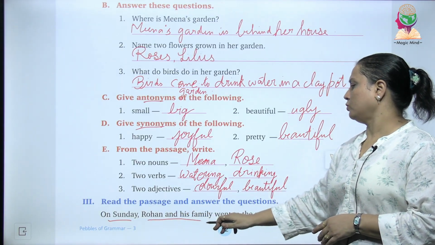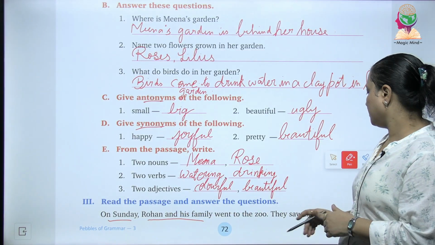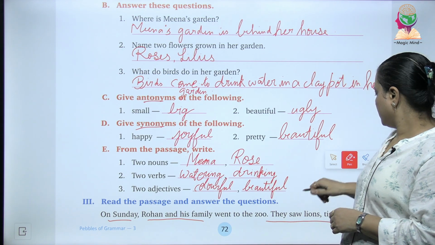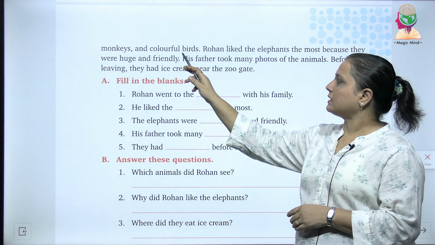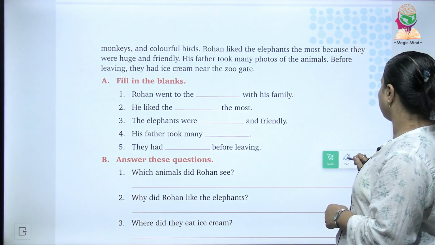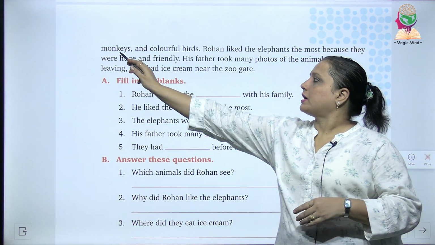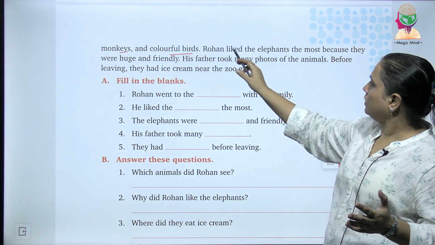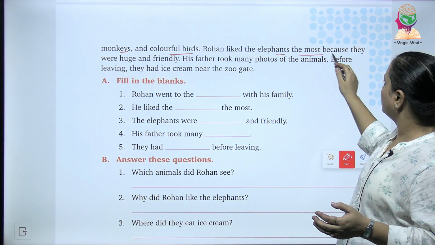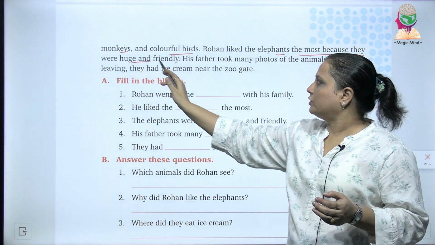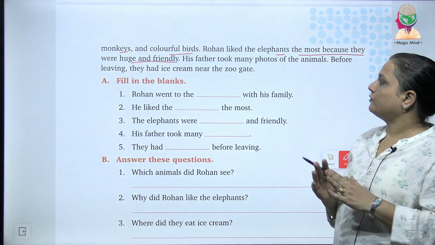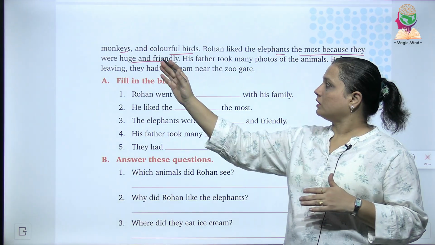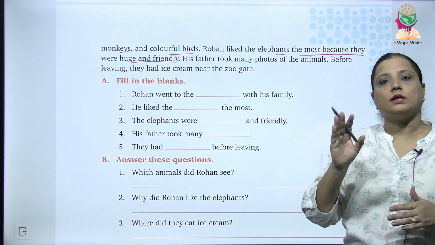So who went to the zoo? Rohan and his family. They saw lions, tigers, monkeys and colorful birds. So what did they see? They saw lions, tigers, monkeys and colorful birds. Rohan liked the elephants the most because they were huge and friendly. So what did they first say? They saw monkey, colorful birds, lions and tigers.